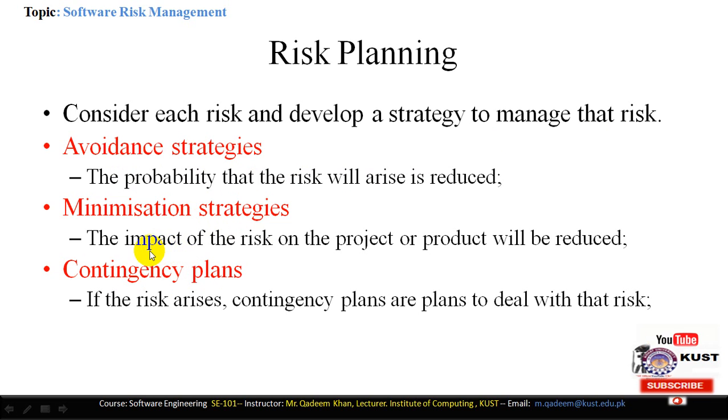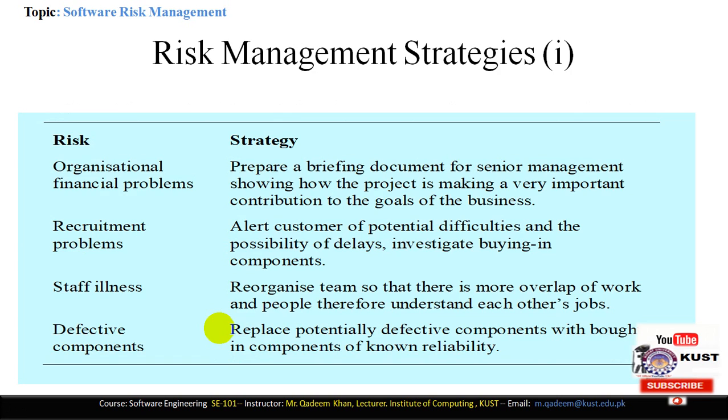In the minimization plan, the impact of the risk on the project or product will be reduced. So this is on the project and product risk, and here the effect of the risk will be reduced. A contingency plan is defined for very serious risks. If the risk arises, contingency plans are made to deal with the risk. So if a very serious risk arises, then we have the contingency plans. Now, there are different sorts of risk management strategies.